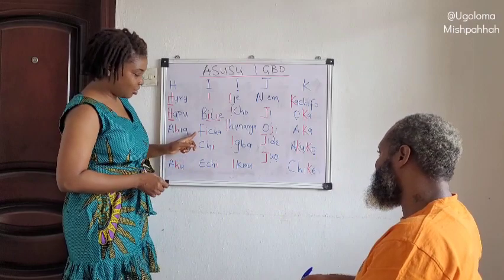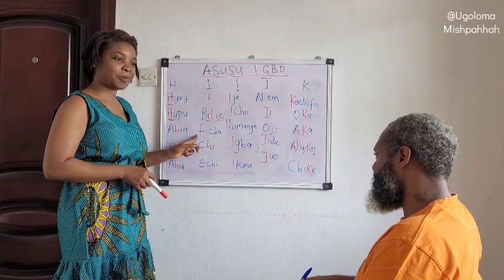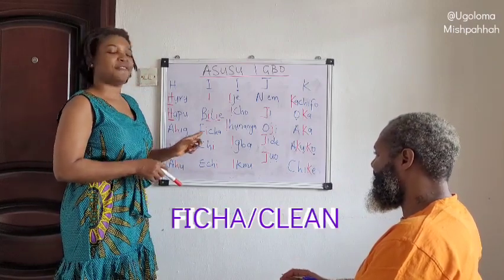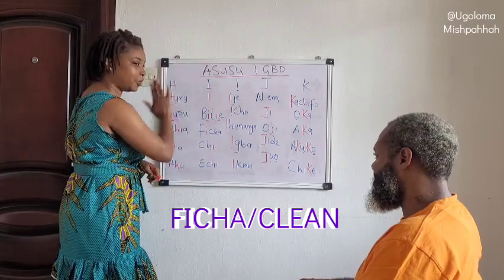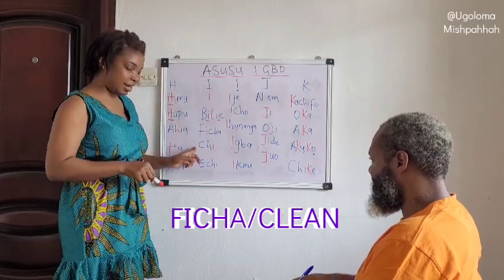Bilie. Next one. It's your turn, so you're going to pronounce the next three. Go. Okay. Ficha. We already studied that one before, right? Means clean. Ficha. Next one.